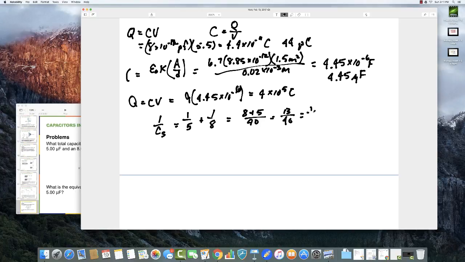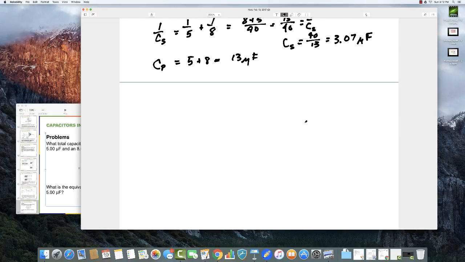Now that equals 1 over CS. So CS is going to be 40 over 13, or approximately 3.07 microfarads. So if you connect these two in series, that's what you're going to get. In parallel, you connect them in parallel, and it's just 5 plus 8, or 13 microfarads. So that's the simple one.